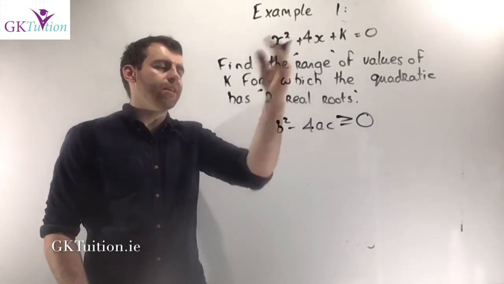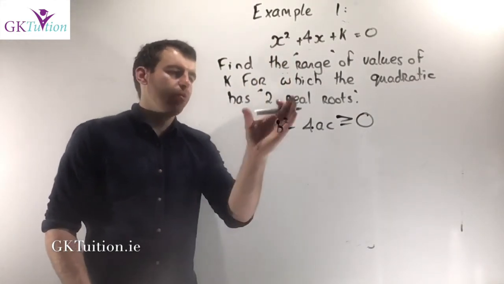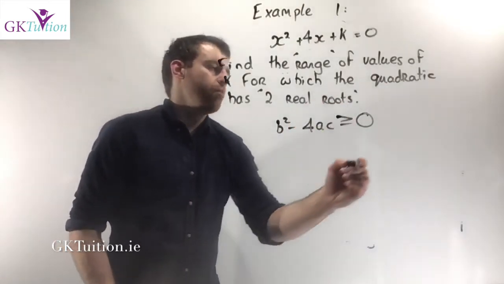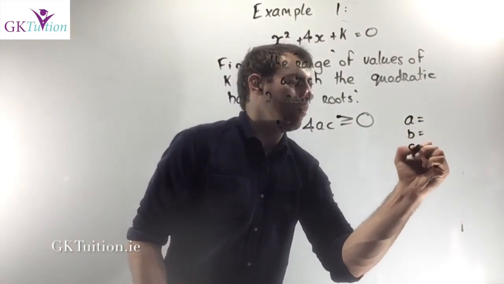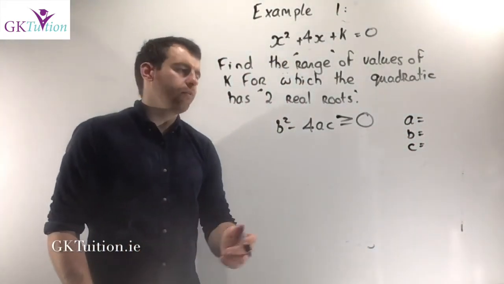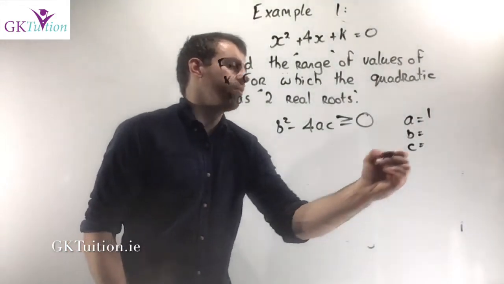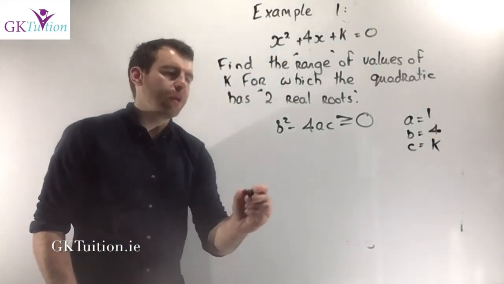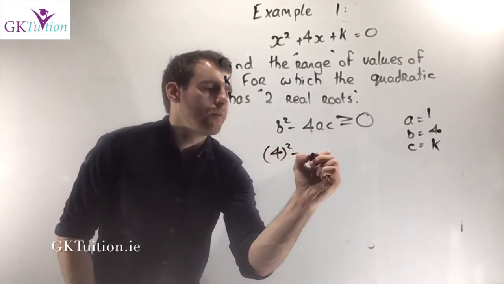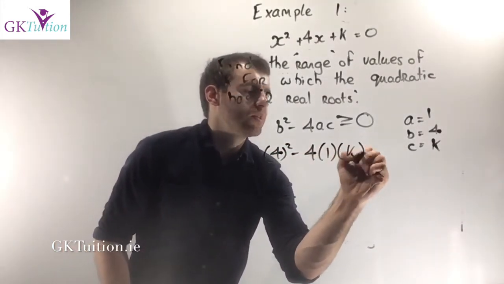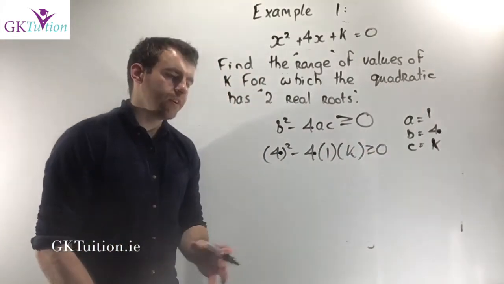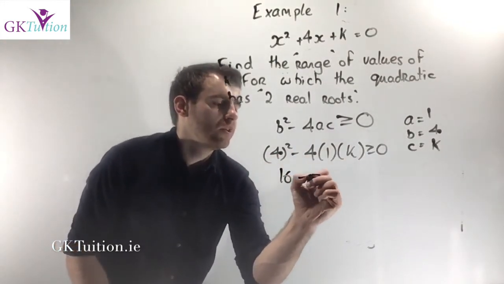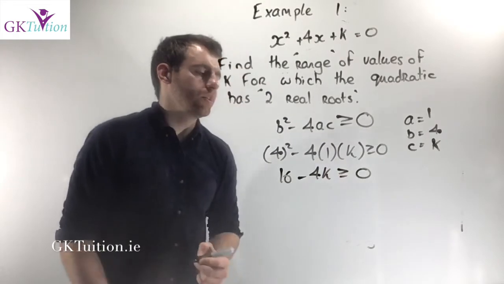So I need to sub in my a, b, and c, find the range of values of k for which the discriminant of the quadratic is greater than or equal to 0. Remember that the a, b, and c come straight from what we use in our minus b formula. A is the coefficient of x squared, which is 1, b is the coefficient of x, which is 4, and c is the constant at the end, which in this case is a k. If I sub in here, b squared becomes 4 squared, and I get minus 4 times 1 times k is greater than or equal to 0. If I simplify this, 4 times 4 is 16, and minus 4 times 1 times k just gives me minus 4k is greater than or equal to 0.